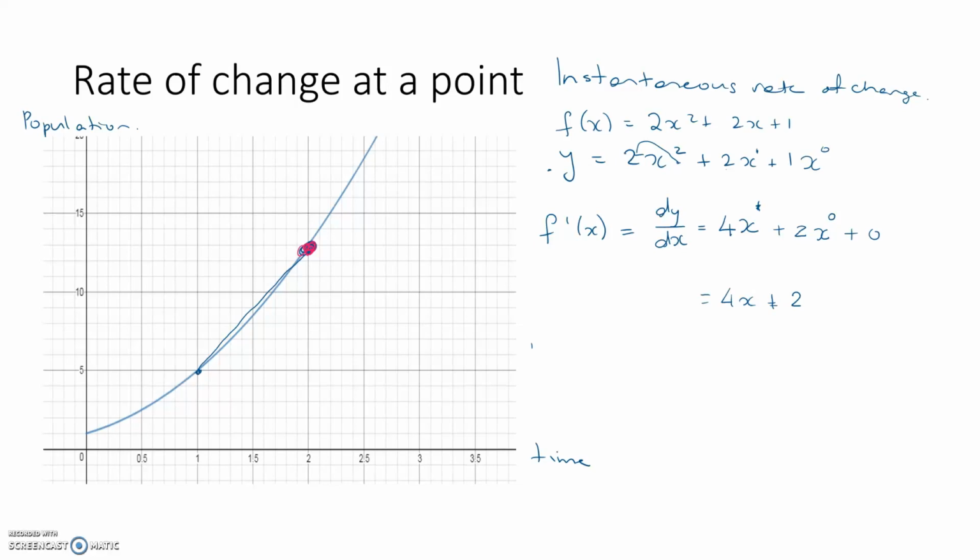So if we want to find the rate of change in the population when x is 2, say, or 2 years, all we have to do is sub in x equals 2. So when x equals 2, it would be 4 times 2, 8 plus 2 is 10. So the rate of change at 2 years is 10 bodies or people or whatever it is per year.